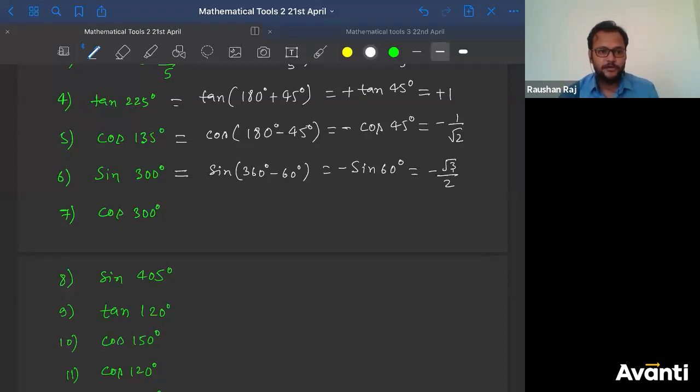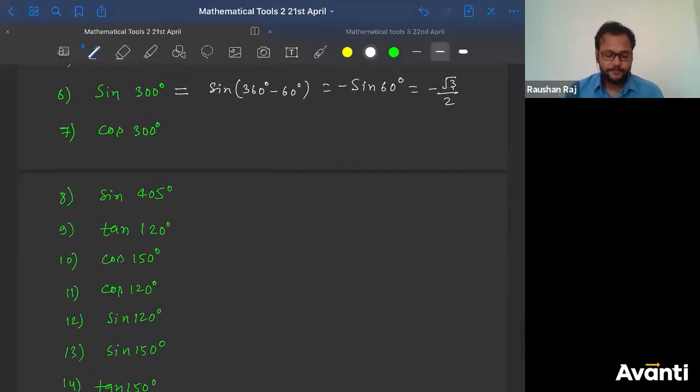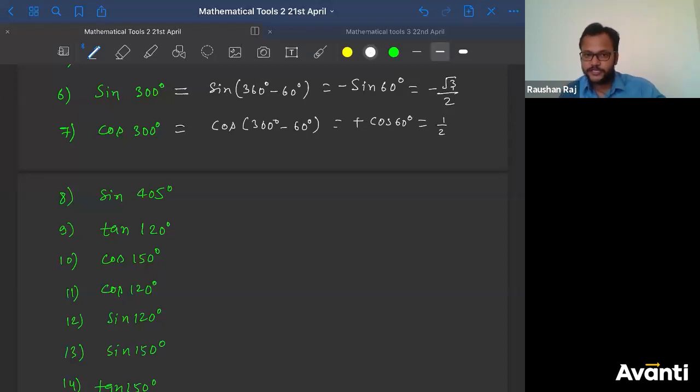Very good. Let's go. Next question, question number 7. Again the same, cos 300. So I'll write this as cos of 360 degrees minus 60 degrees. So I'll write cos of 60 degrees. In the fourth quadrant, we are talking about cos only. Cos is positive. So the answer will be 1 by 2, because cos 60 is 1 by 2. I hope this is very, very simple.